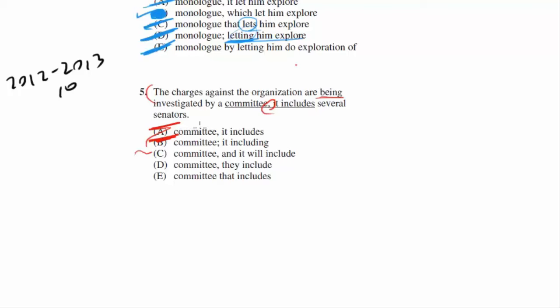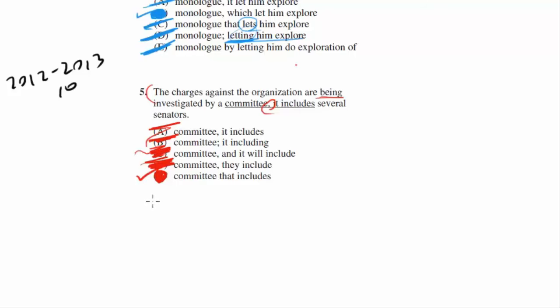They include several senators. So this one actually adds a new error because the it, which was correct originally when referring to the committee, which is singular, is now changed to they, and we still have the comma splice, so D is no good. The charges against the organization are being investigated by a committee that includes several senators. Yep, perfect. So get rid of C. It's a bit too long. E does the same work and does it shorter.